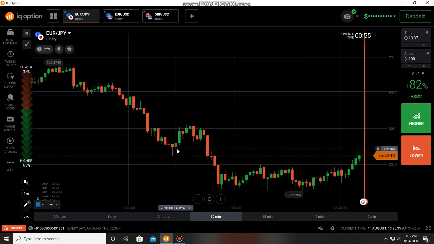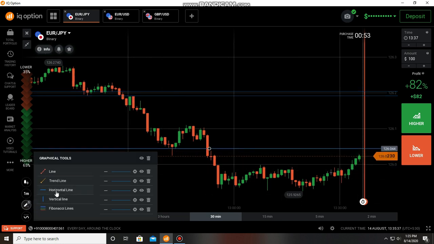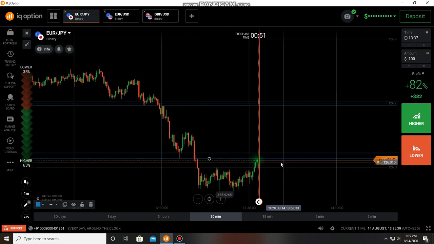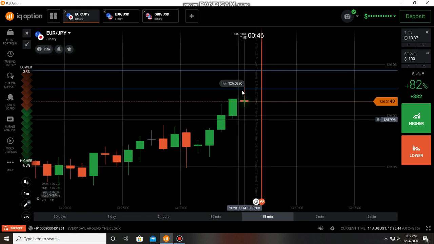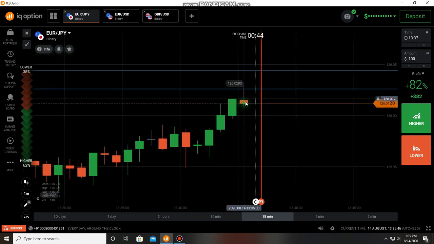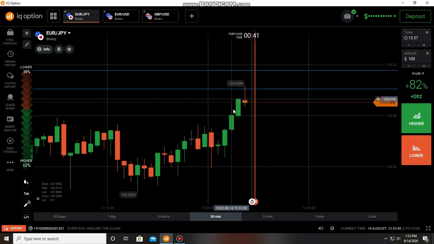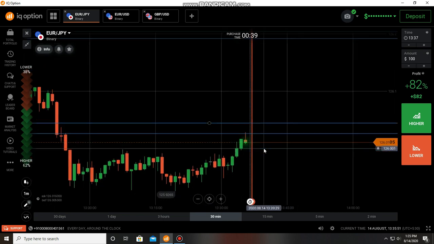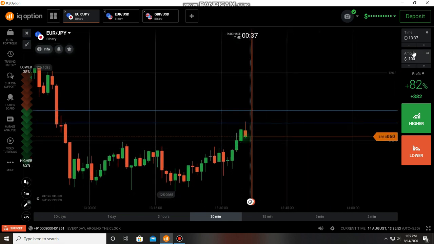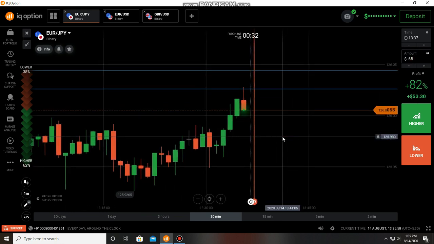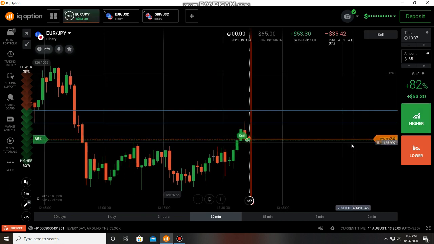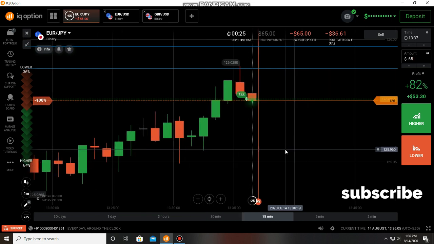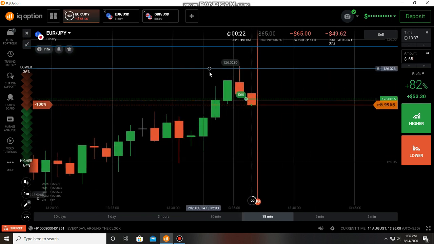Here we can see some levels. The market is at the level, but still there is a gap. Anyway, we can wait for the closing of the present candle. Here I'm going to place a call option. Okay, it's very good entry point. I think sellers directly entered here.